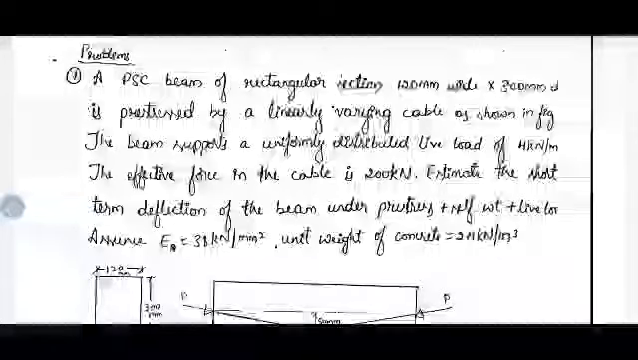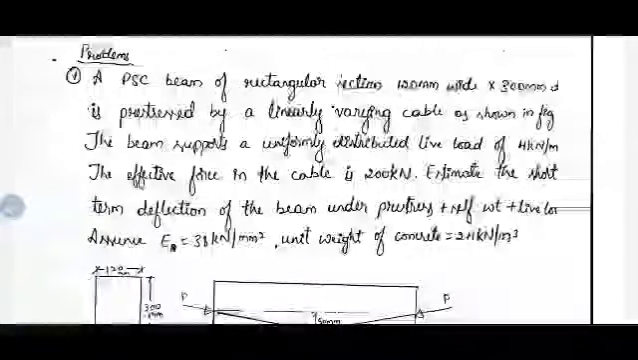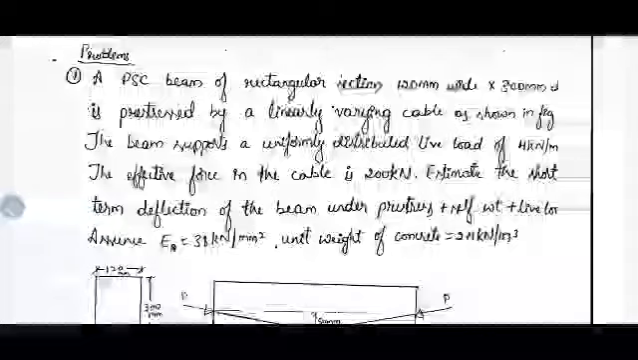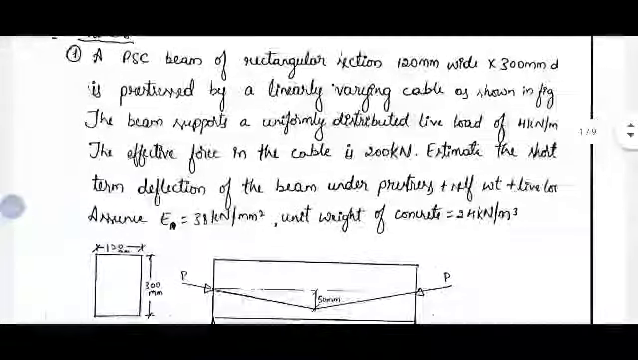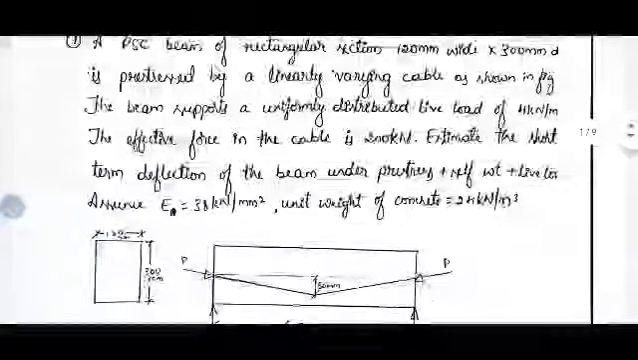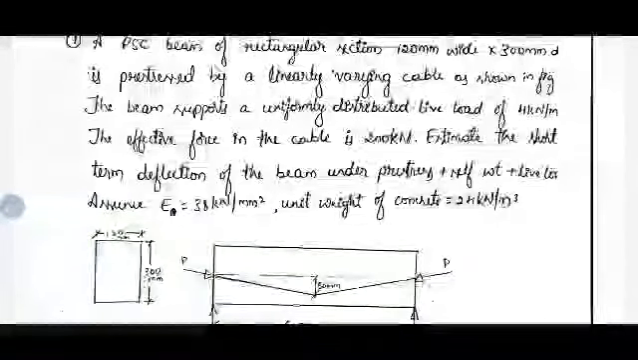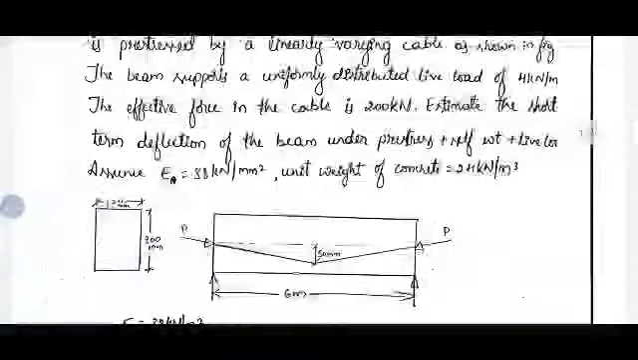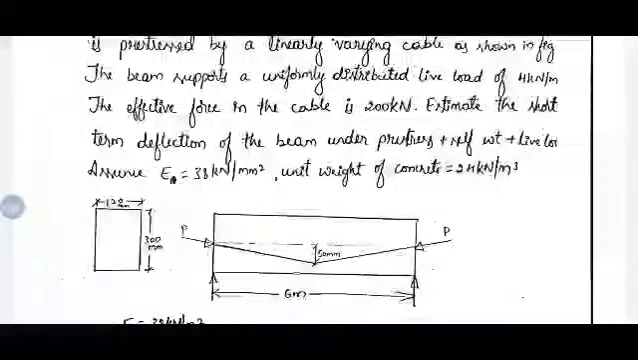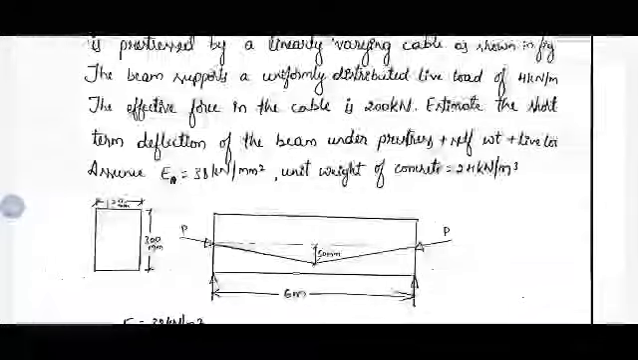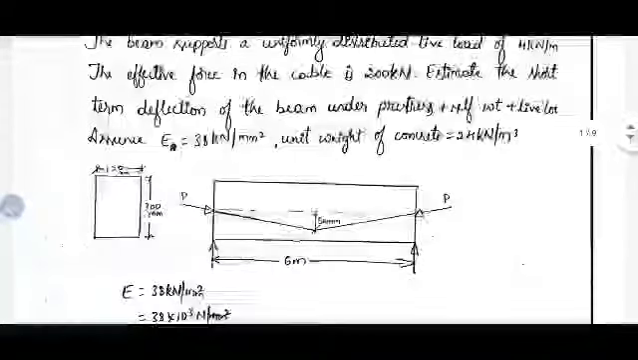The beam supports a uniformly distributed live load of 4 kN per meter. The effective force in the cable is 200 kN. Estimate the short-term deflection of the beam under pre-stress plus self-weight plus live load. Assume E as 38 kN per mm square, unit weight of concrete 24 kN per meter cube.